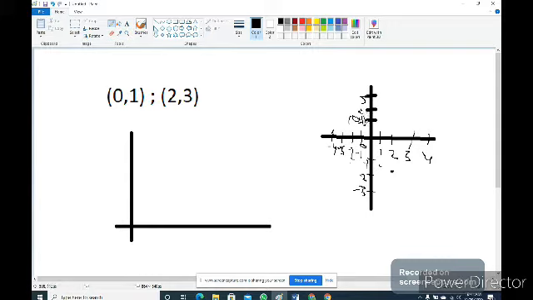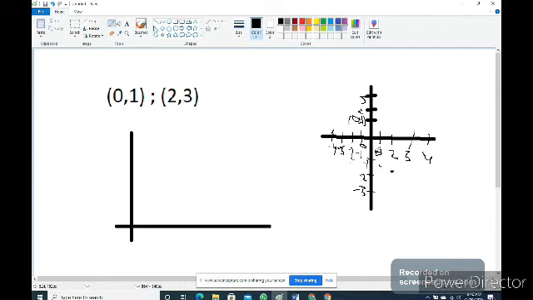The main point is that when you are given 0 and 1, if 0 is given first, then you need to plot it on the x-axis. If 0 is given last, then you need to plot it on the y-axis. So this is for the y-axis and this is for the x-axis. See, it's for 1, 0 and it is 0, 1.